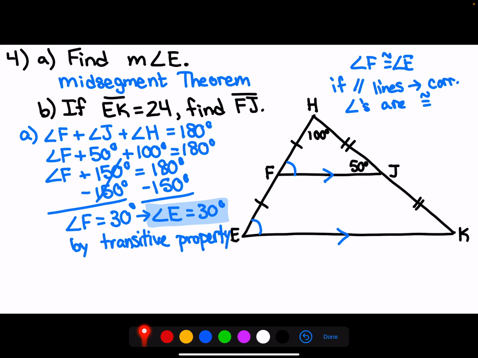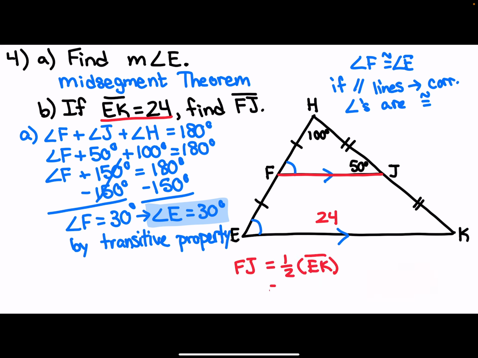So we now have angle E. Lastly, we have EK is equal to 24. Now, the longer segment is always going to be double the midsegment, as long as they're parallel to each other. So since these two lines are parallel, FJ is the midsegment of EK. FJ will be half of EK. If EK is 24, FJ is 12.